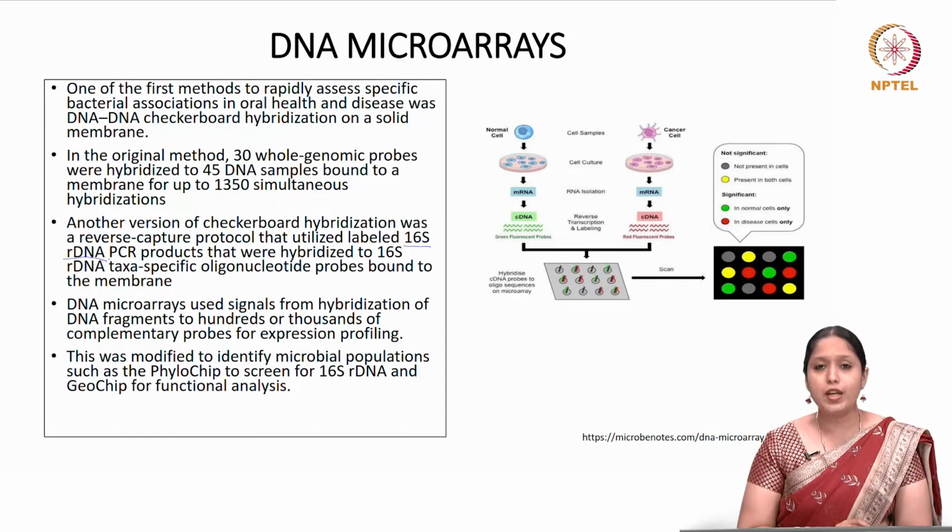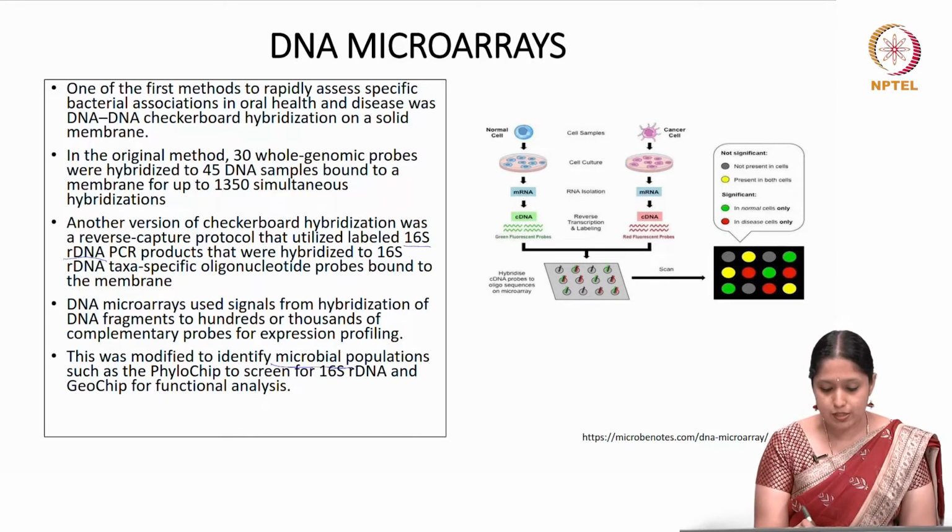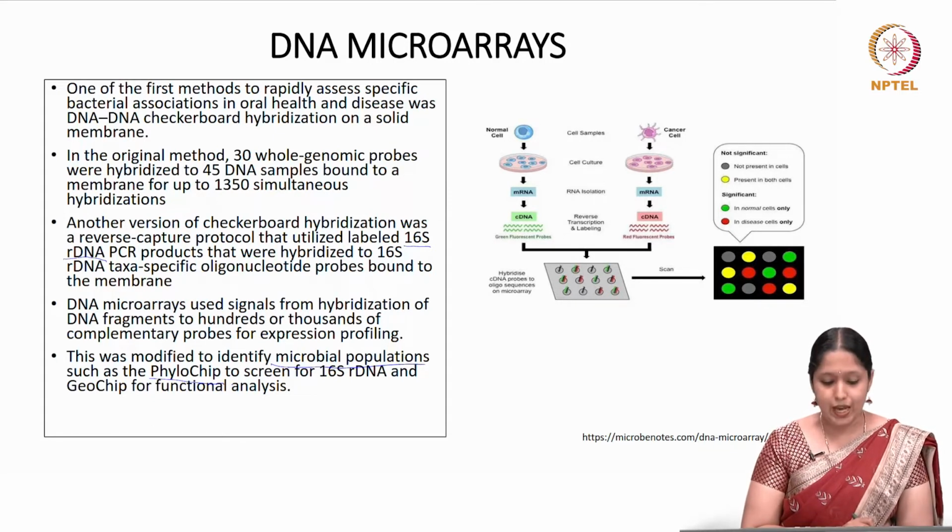DNA microarrays use signals from hybridization of DNA fragments to hundreds or thousands of complementary probes for expression profiling. You should remember this. Later on, this was modified to identify microbial populations, such as PhyloChip to screen for 16S rDNA and GeoChip for functional analysis. PhyloChip is used for screening 16S rDNA and GeoChip is used for functional analysis. This is a modification for identifying the microbial population.